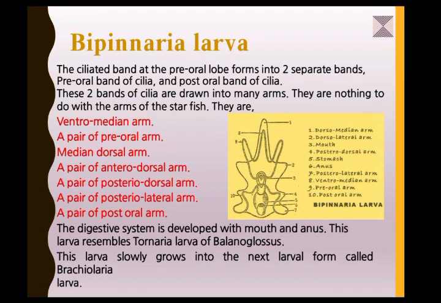The larva slowly grows into the next larval form, which is called the Brachiolaria larva. So students, the Bipinnaria resembles the Dipleurula, and now the Bipinnaria will develop into the next stage, which is called the Brachiolaria larva.